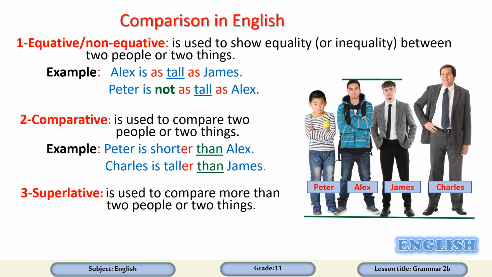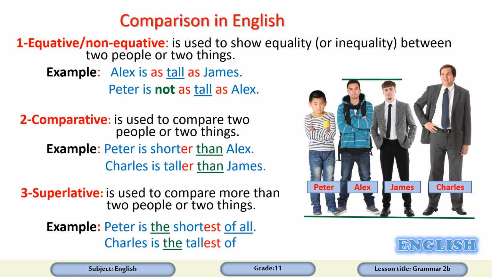The third form of comparison is the superlative, and it is used to compare more than two people or two things. If you look at the picture on the right, we can say Peter is the shortest of all. We can also say that Charles is the tallest of the four.